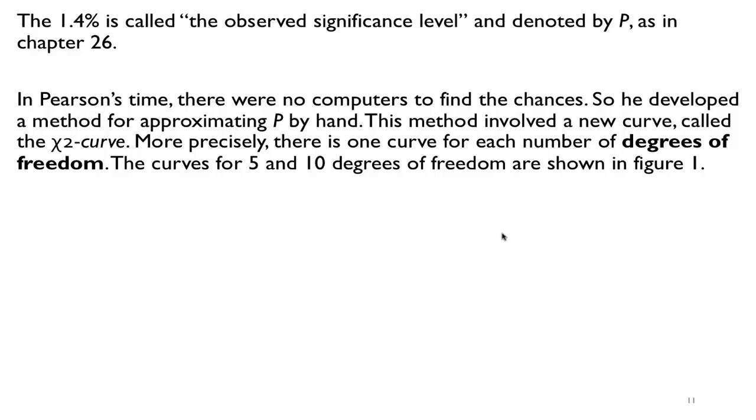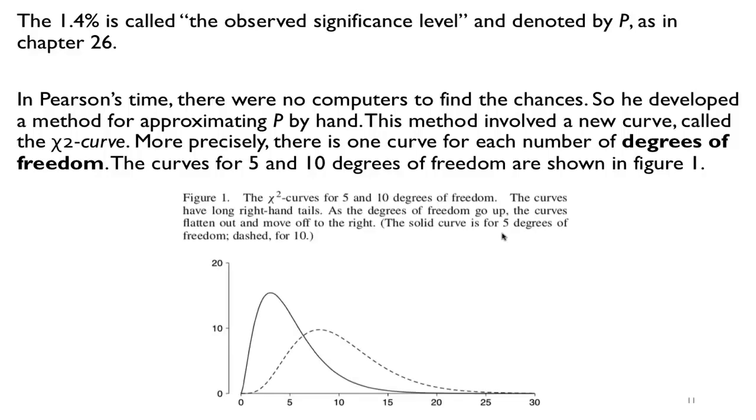So we have a bunch of curves called the chi-square curves that we can use to find this p-value. And this curve depends on a number called the degrees of freedom. For example, here are two curves. The solid curve is for 5 degrees of freedom. The dashed curve is for 10 degrees of freedom. We're going to define the degrees of freedom in a second. But if I know the degrees of freedom, I get a curve for that degree of freedom, and from that curve, I can compute the p-value.